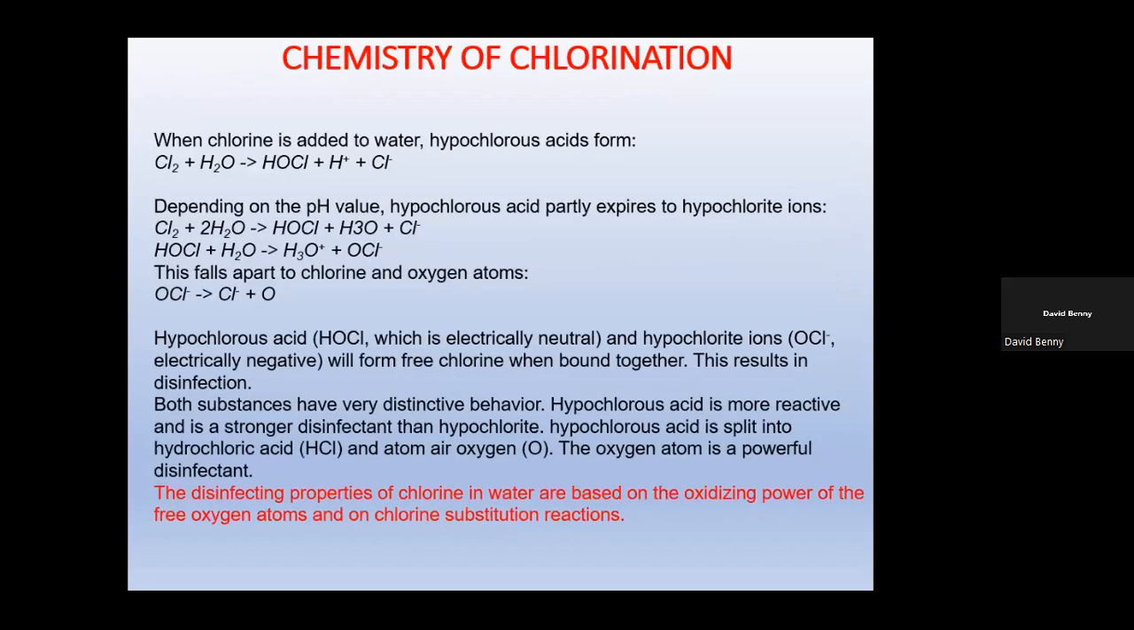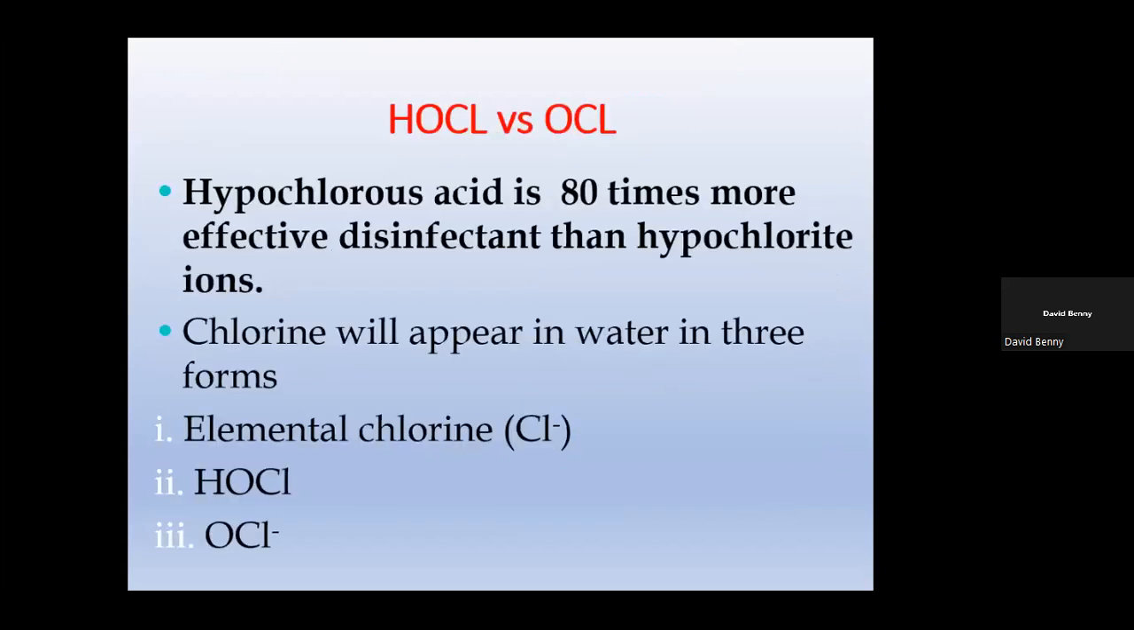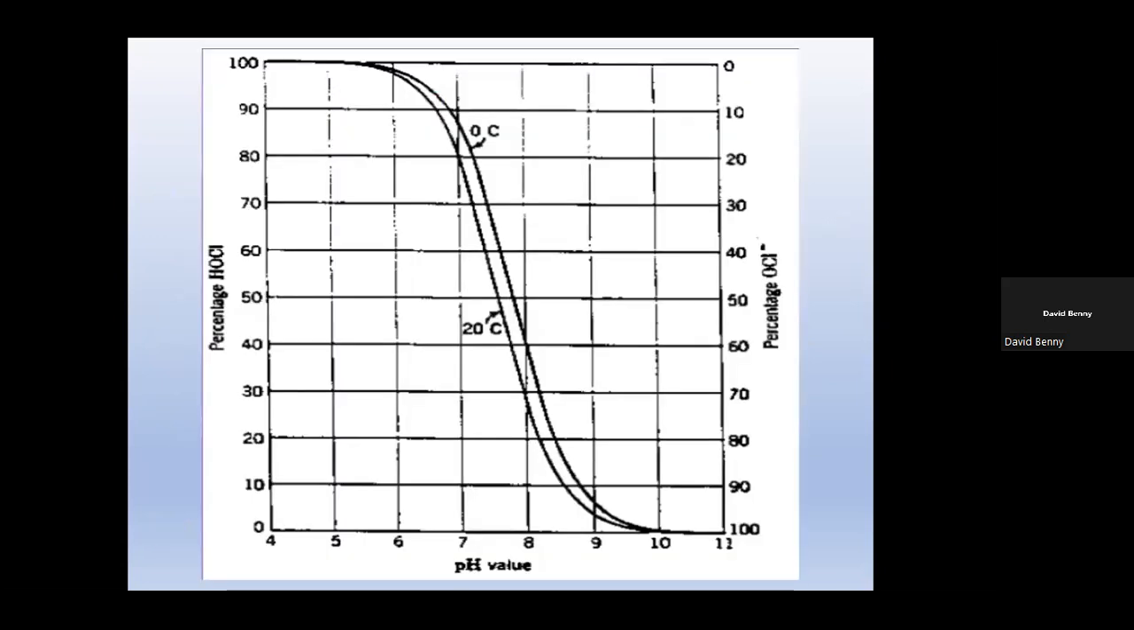And to further go into it, you look at the chemistry of chlorination. When you add chlorine to water, you get hypochlorous acid and HCl. The hypochlorous acid dissociates into hypochlorite ions and hydronium ions based on the pH. Hypochlorous acid is 80 times more effective as a disinfectant than the hypochlorite ions. But hypochlorous acid is dependent on the pH of the solution.